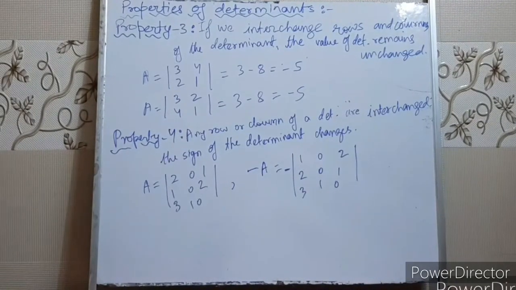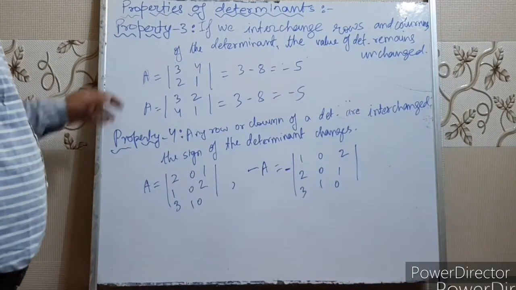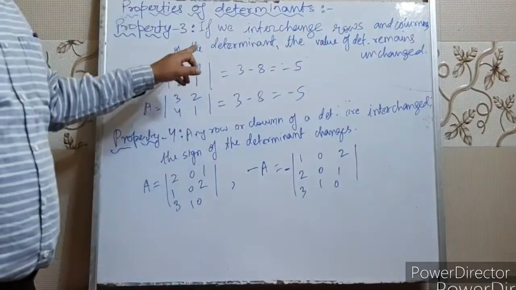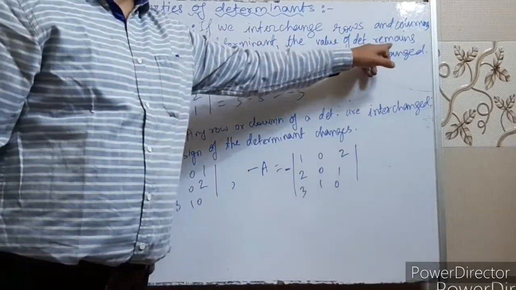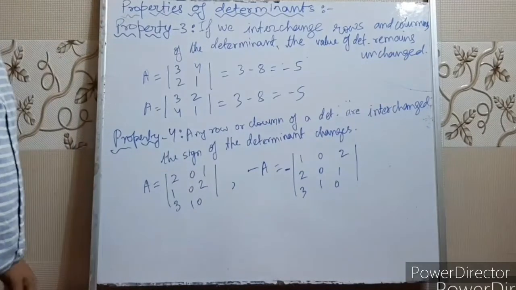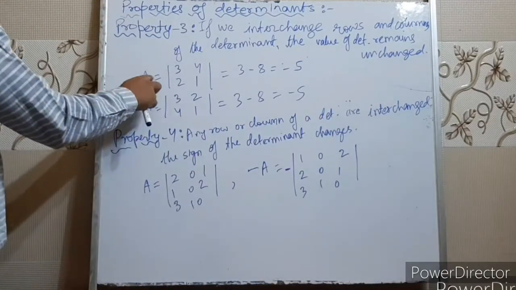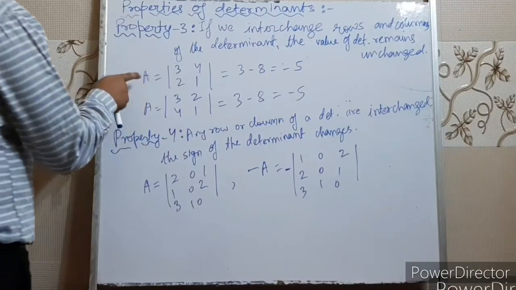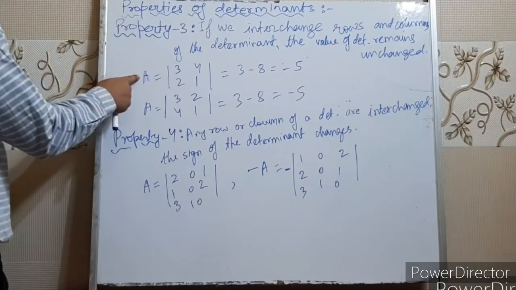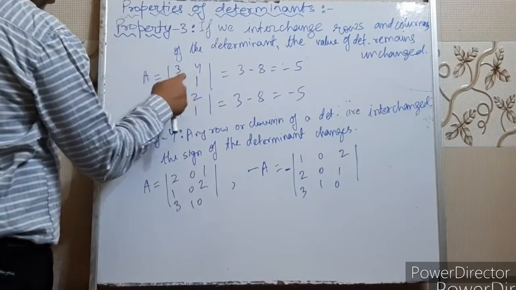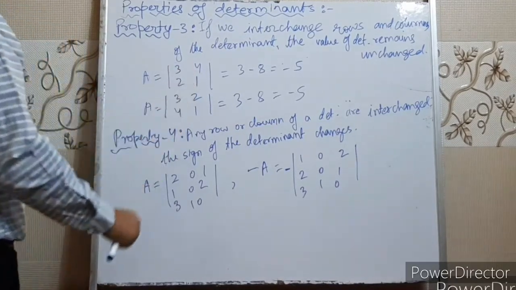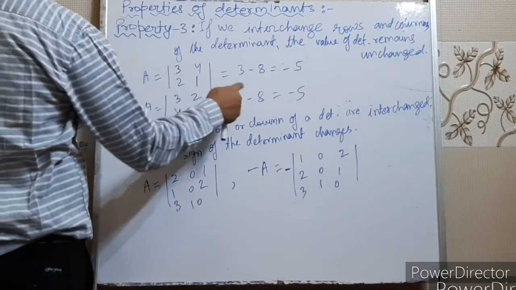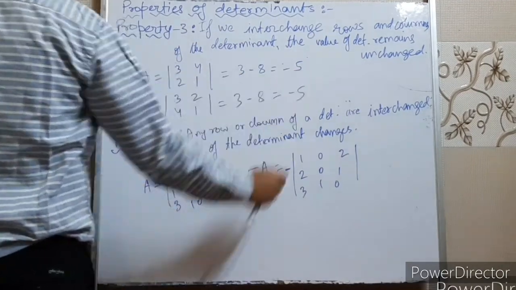Children, now let's see property 3 and 4. Property 3 states that if we interchange rows and columns of a determinant, the value of the determinant remains unchanged. Right, children? Suppose I take an example. Interchanging rows and columns will not affect the value of the determinant. Suppose determinant A has first row 3, 4 and second row 2, 1. When you expand this determinant, it will be 3 times 1 is 3, minus 2 times 4 is 8. So 3 minus 8 will be minus 5.